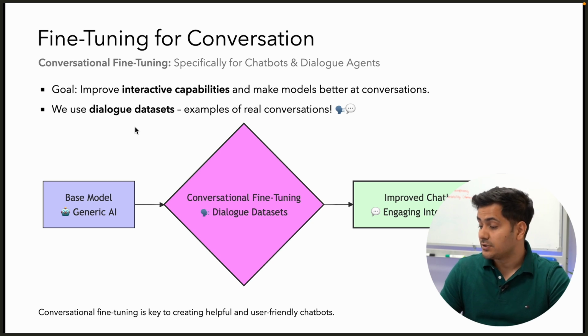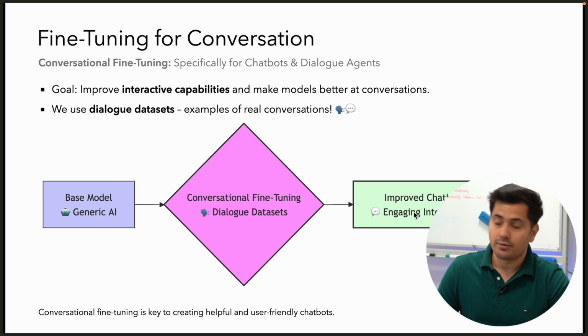Well, the answer is simple. We essentially show it a lot of different conversation datasets, dialogue datasets, which makes it into a chatbot or an assistant.